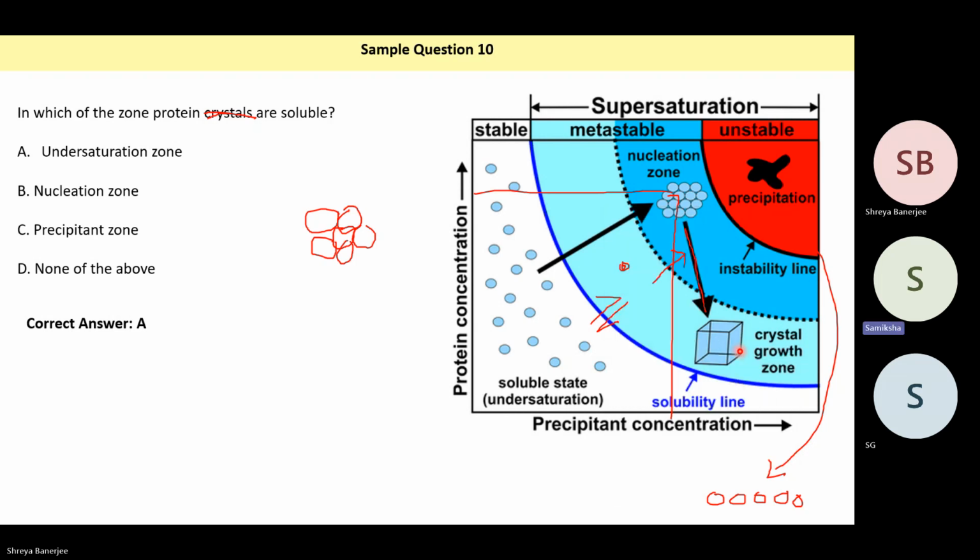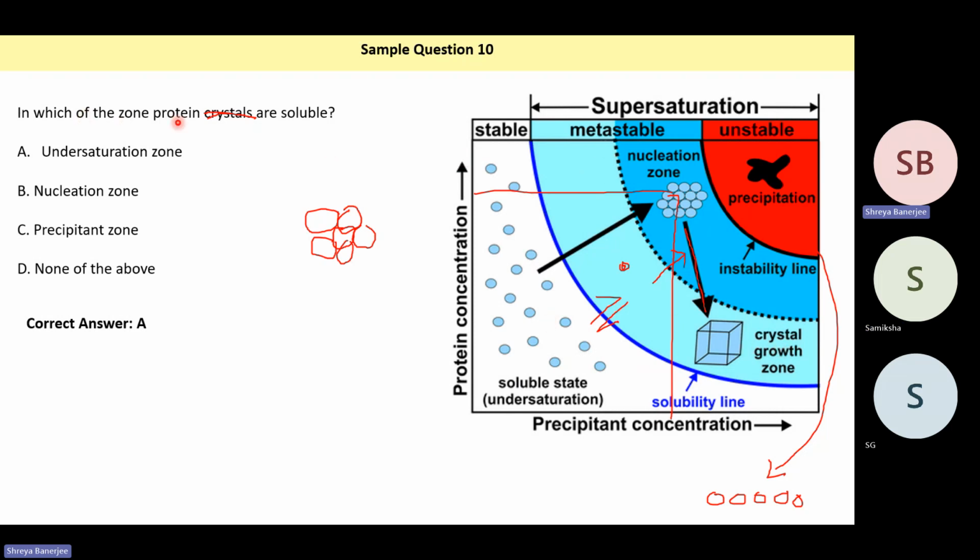Ma'am, here it is said that proteins are soluble. Means proteins are soluble in the solvent? So when it is in this white region, proteins are soluble in the solvent. As you are saturating the solution, after a point, the solution is so saturated that it will start crystallizing out.